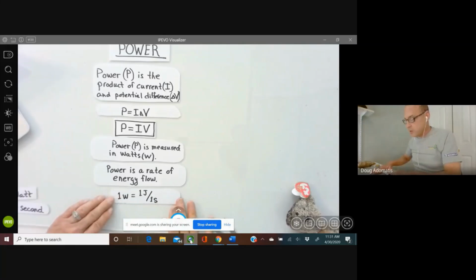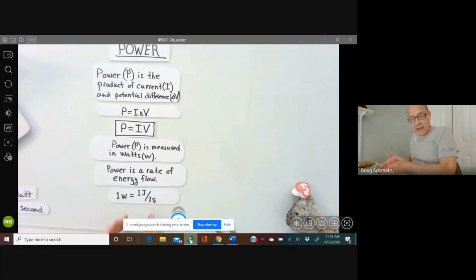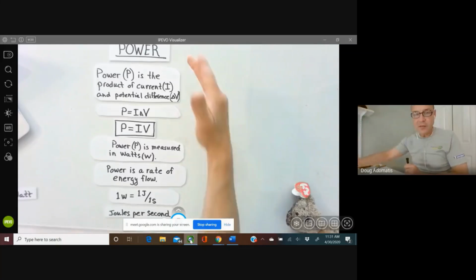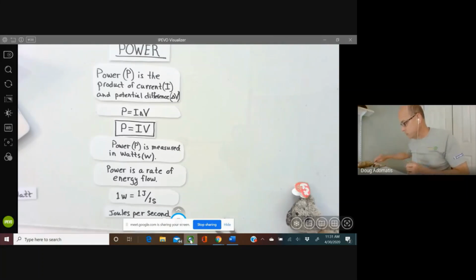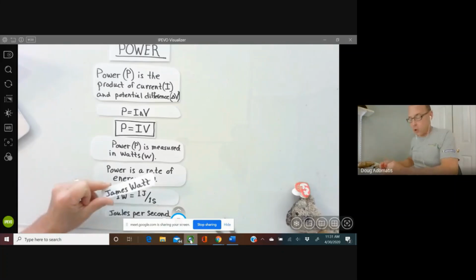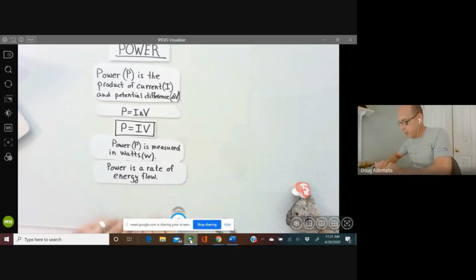We measure power in watts. As I said, it is a rate of energy flow. So energy, you will again remember from mechanics, we measure in joules, and then this is joules per second. Okay, so that's what a watt is. All right, so make sure you got this in your notes. Again, you can stop the recording if you need to. That should give you a good idea of what our buddy old James Watt came up with, right?